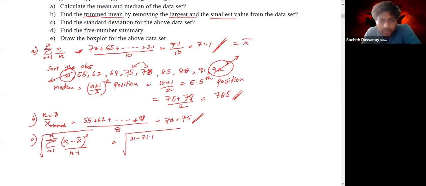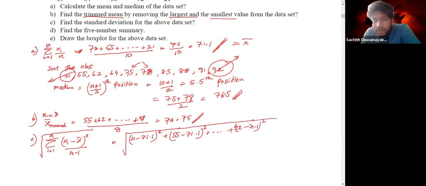So 71.1 squared plus the second one, 55 minus 71.1. These values are definitely positive because of the square. Dot dot dot, the last one, 92 minus 71.1 squared. Divide everything by n minus 1. n minus 1 is 10 minus 1. This value I got is 21.8, so your standard deviation is 21.8.